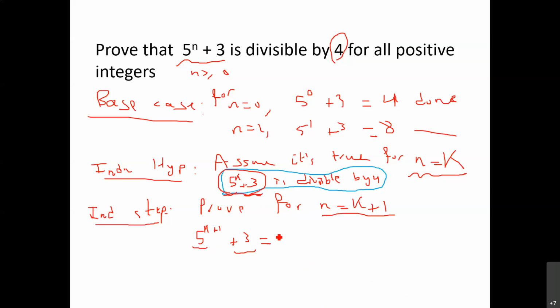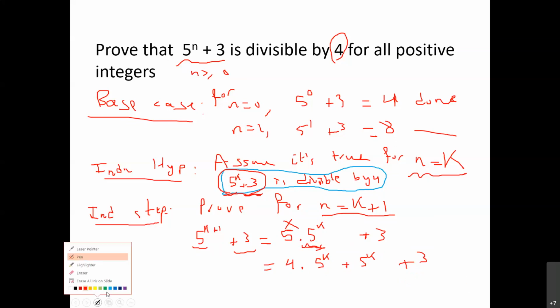What is 5 power k plus 1? It's just 5 times 5 power k. We have plus 3 here. So now we can sort of see it. We just want to get rid of this other 5. But what is this other 5? It's just saying 5 times 5 power k. So it's like 5 power k plus 5 power k, 5 times. Or in other words, it's 4 times 5 power k plus 1 5 power k on its own, plus 3.